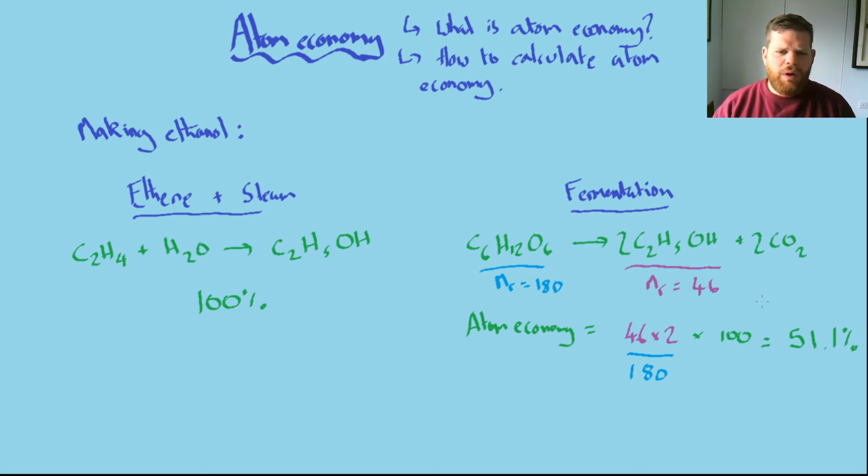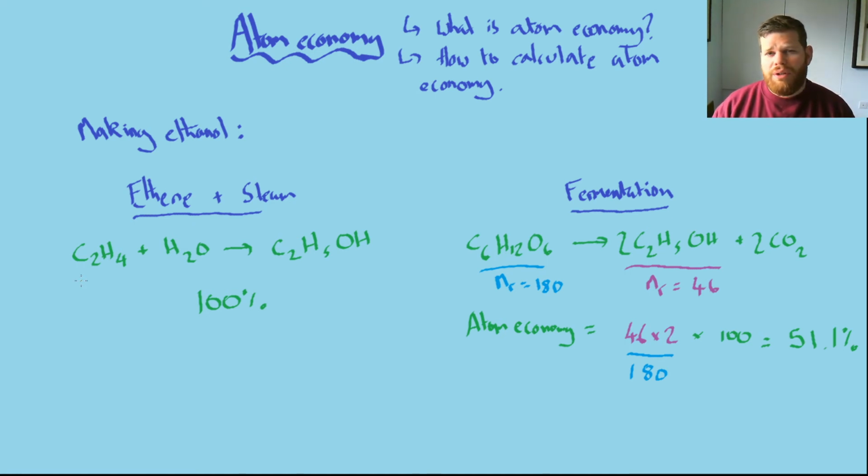You might be saying, well, why don't we make all our ethanol using fermentation? Well, chemists would have to take other things into consideration as well, like conditions for the experiment. I'll talk about that in a different video about how to answer those kinds of questions where you're asked to compare two methods. But for now, we're just looking at atom economy. So here we can compare the two by saying that ethene and steam has 100% atom economy, whereas fermentation only has 51.1% atom economy.